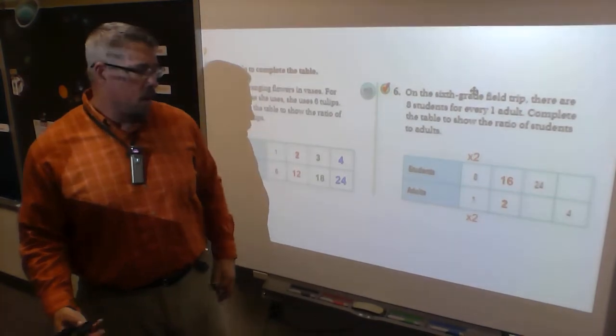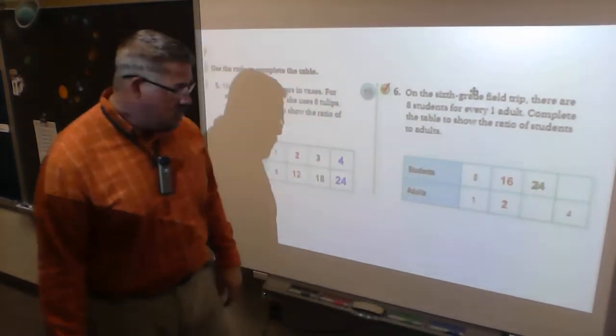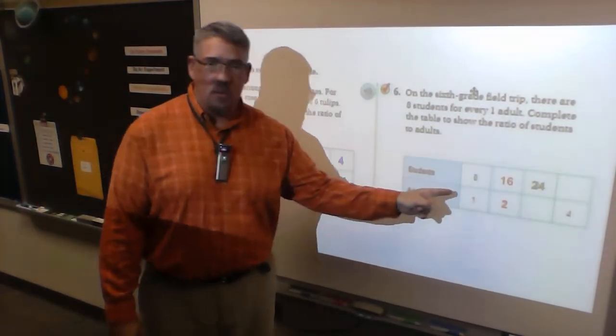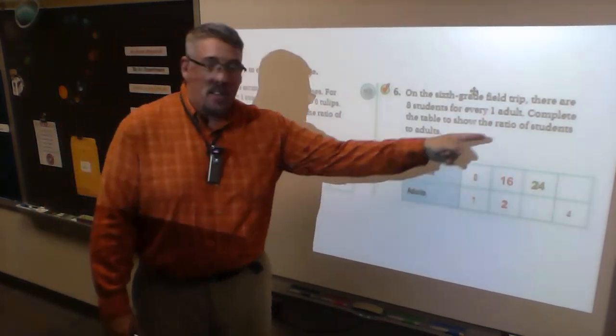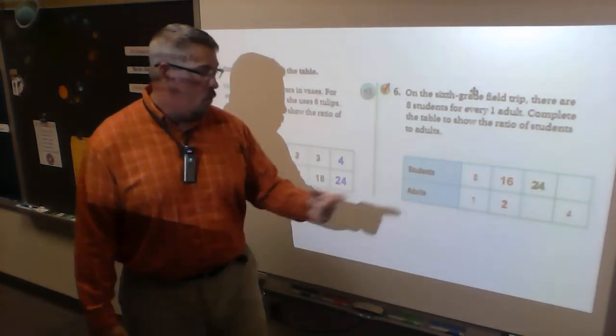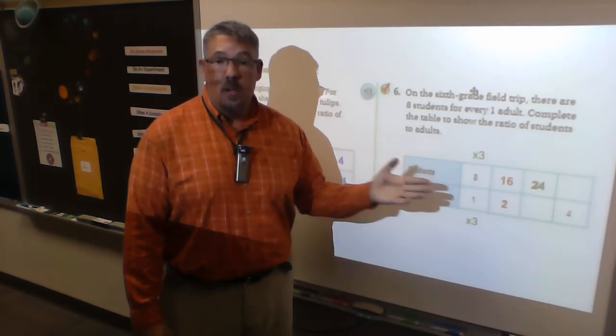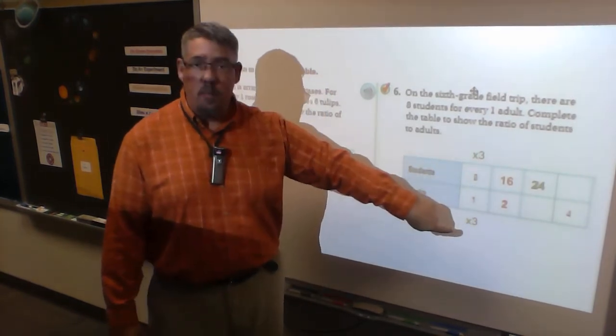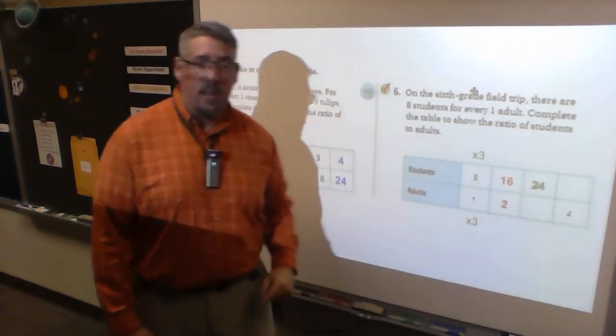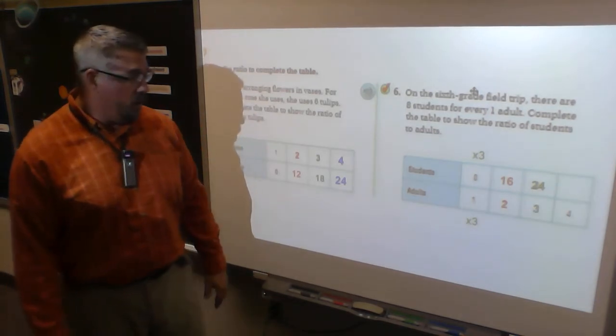Well, that's okay. I know I have 24 students, so I go back to my original ratio. What did I do to the 8 to get the 24? Well, I'd have to multiply it by 3. So therefore, I have to multiply the bottom by 3. So how many adults does that give me? Well, 1 times 3 is 3.